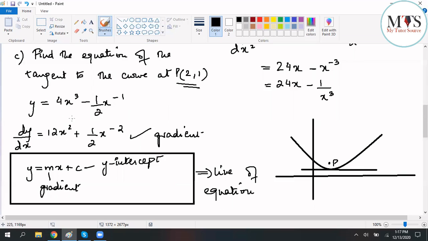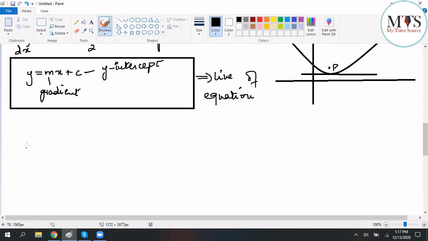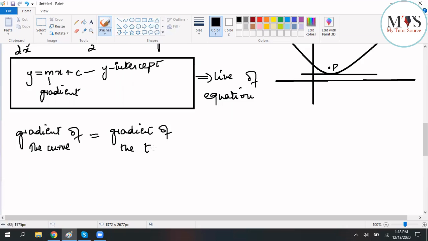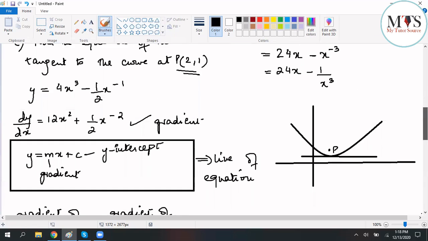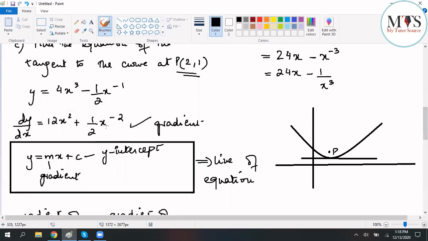Wait, I didn't understand that. Could you repeat it? The gradient of the curve is always equal to the gradient of the tangent. So if we have the equation of the gradient of the curve, can't we use that equation and the point at which the tangent touches the curve to find the value of the gradient?